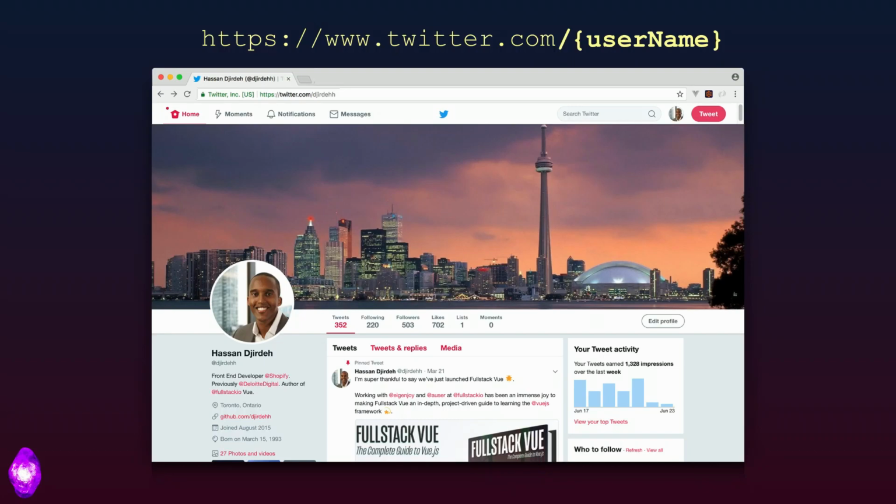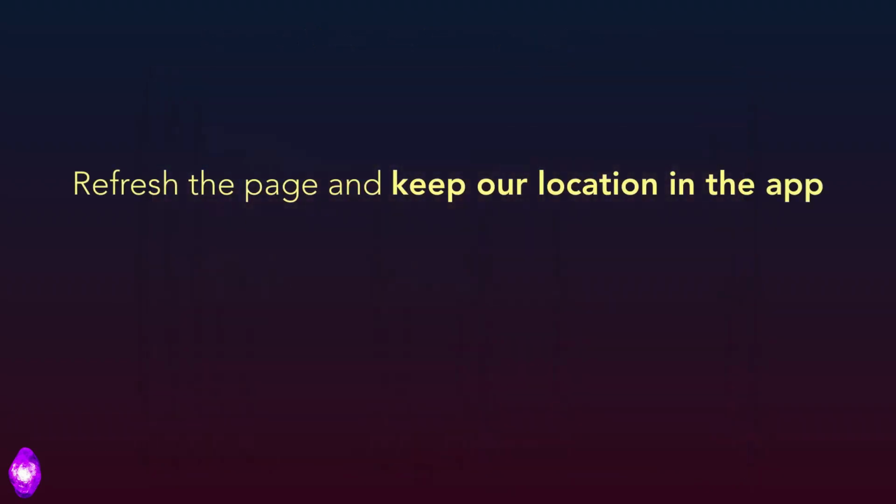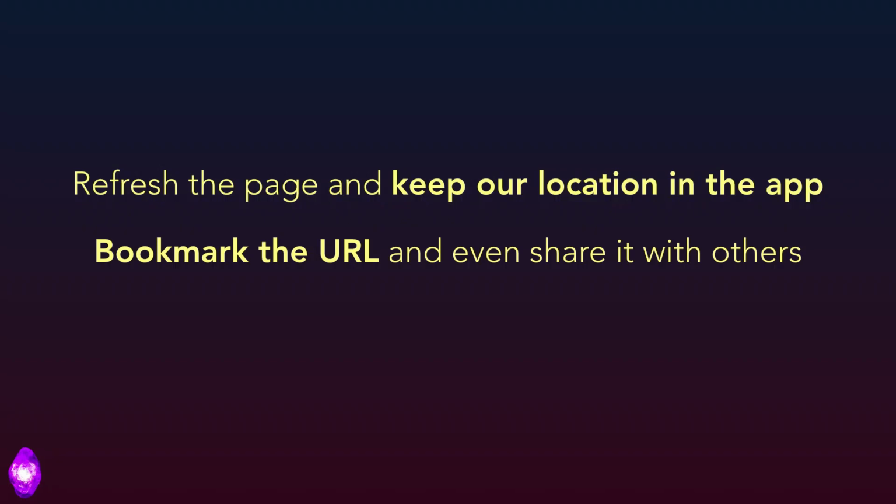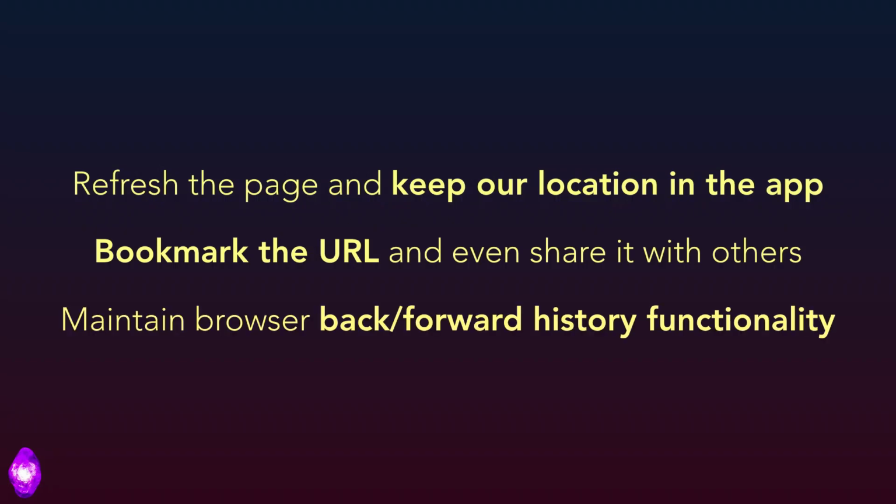Routing helps split an application's UI based on rules from the URL. Why is this helpful, or why is this useful? Because routing helps us refresh pages and keep our location in the app. It helps us bookmark URLs and share them with others. It helps us maintain browser back-forward history functionality.